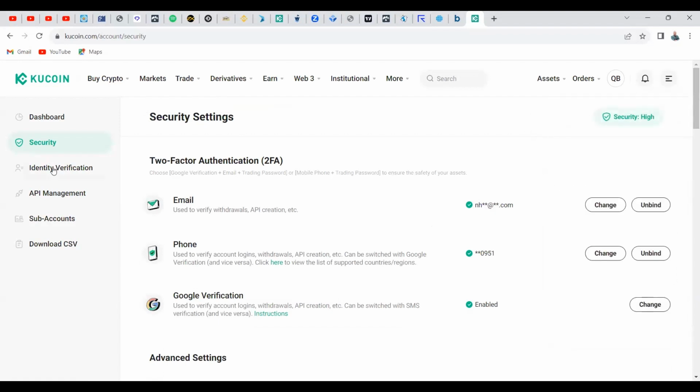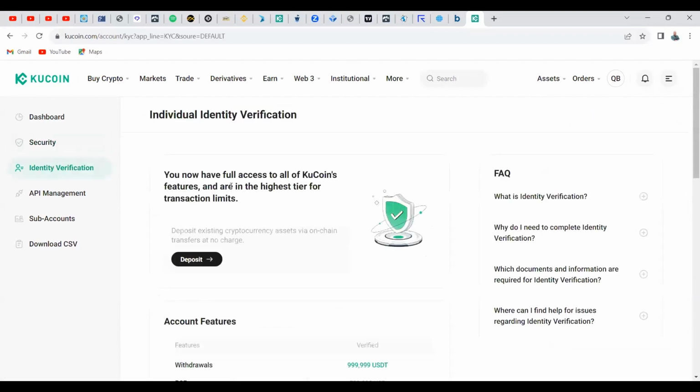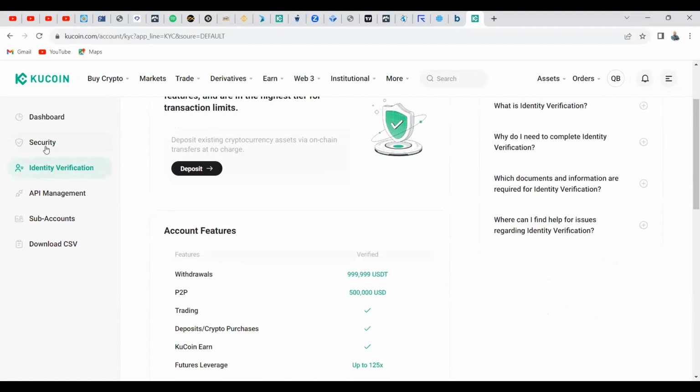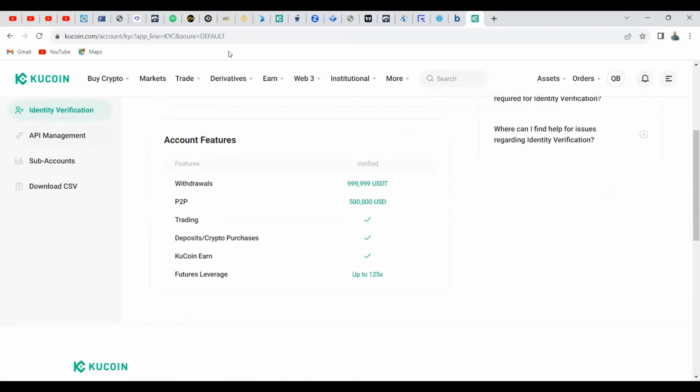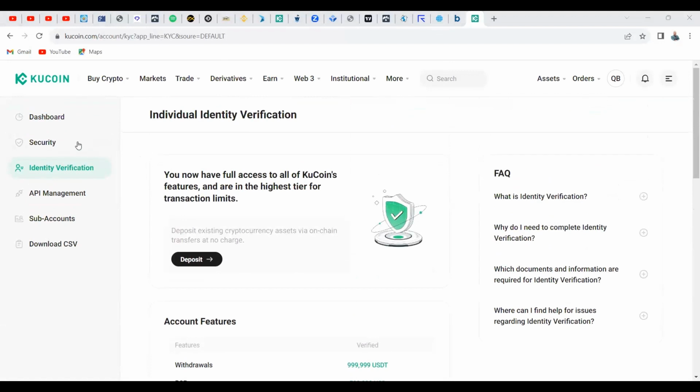So do make sure that when you are plugging in Kucoin, even before you use it, you've got your identity verified, and also make sure that your security details are absolutely accurate. This is very important for you guys when you are starting off. Make sure that you've got high security, and that you've also got identity verification for your Kucoin account.